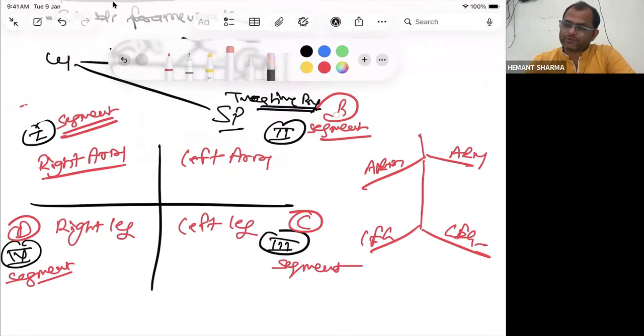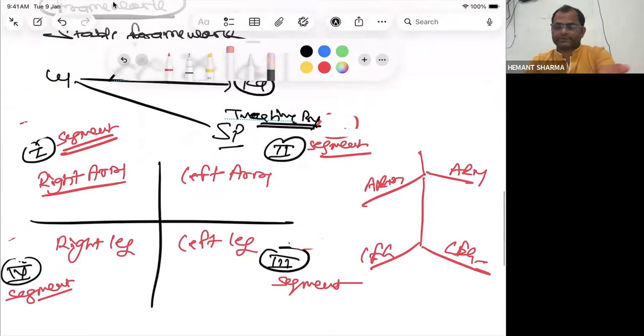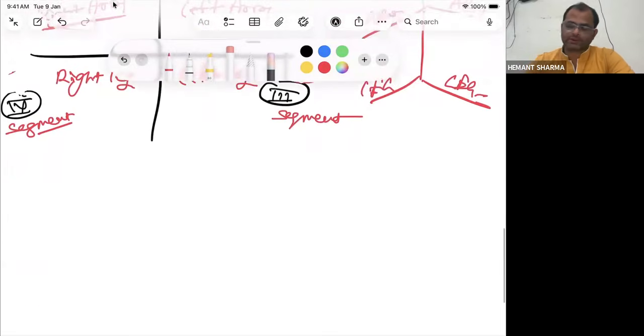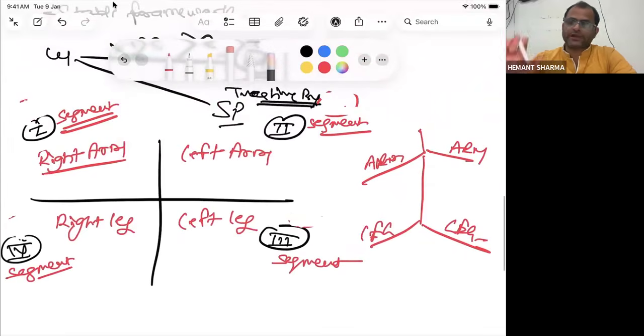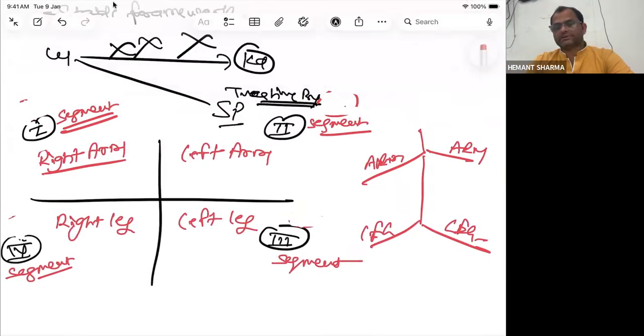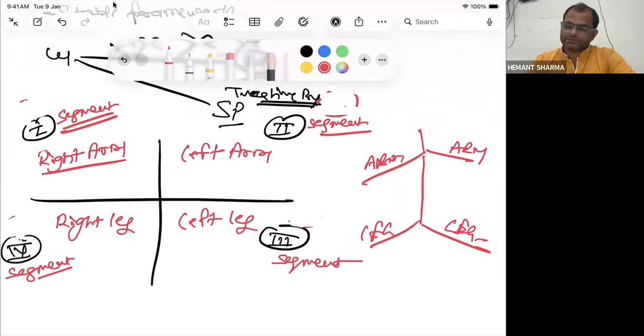I am removing the ABCD. I am just telling 4 segments. This is the first segment, second segment, third segment, and the fourth segment. First segment means right arm. Second segment means left arm. Third segment means left leg. And the fourth segment means right leg. We have to treat all the problems here only.